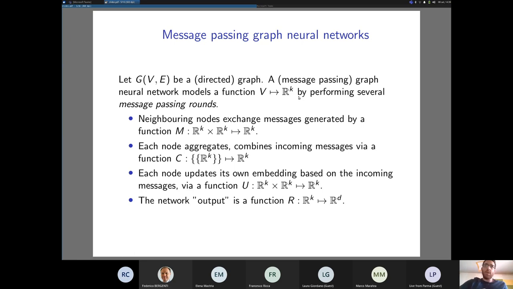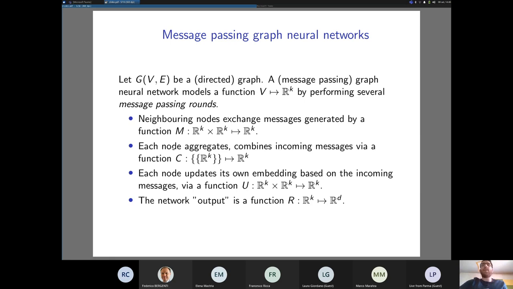Basically, a graph neural network is composed of several sub-functions that collectively perform a computation which we will refer to as message passing round. Basically, this is a description of what this consists in. The basic idea is that nodes in a graph are able to exchange messages with each other. These messages are generated by a message function, which we refer to with M. And basically, each node is able to exchange messages with its neighbors in the common definition on directed graphs.